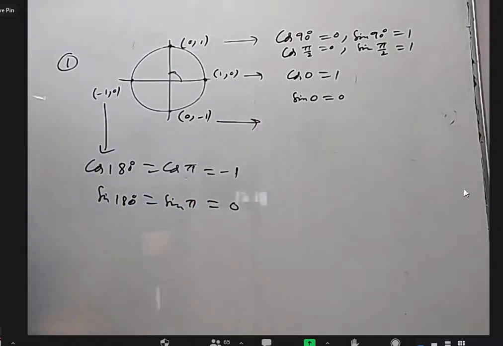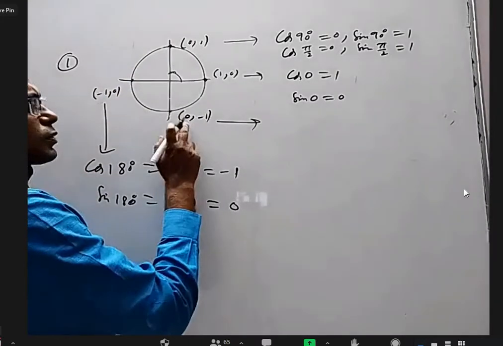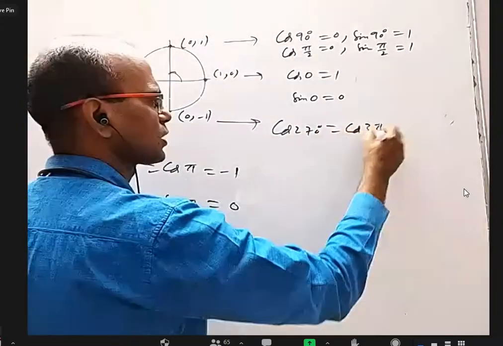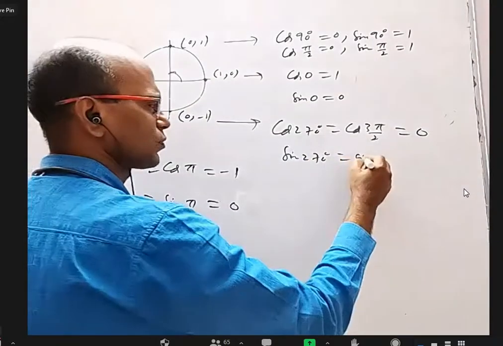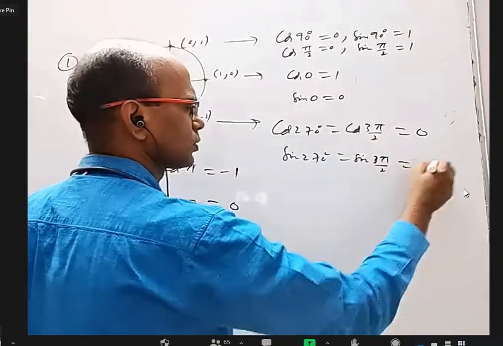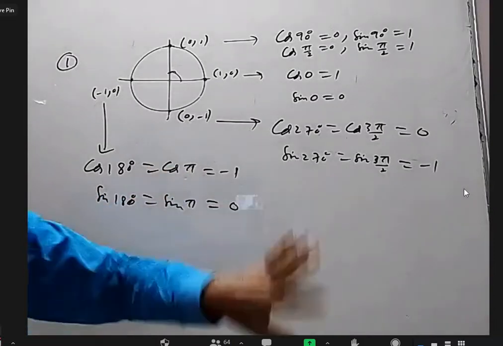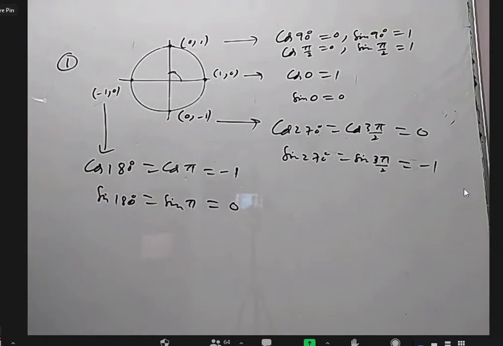And based on this, what can I tell? For 270, you have to turn 270 degrees from here, and the x coordinate is cos 270. So cos 270 degrees, which is cos 3 pi by 2, is 0. And sin 270 degrees, which is sin 3 pi by 2, is equal to minus 1. So we don't need any 90 plus theta, 180 plus theta, all those formulas. If you want to tell this directly, we can tell, right? Yes, sir.